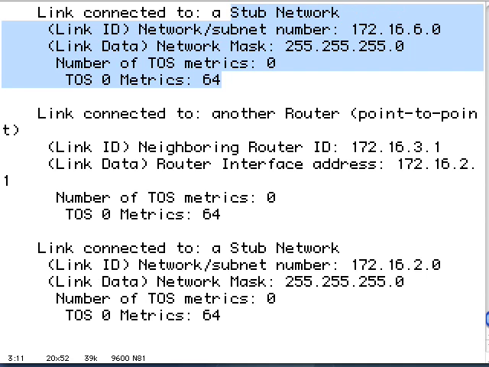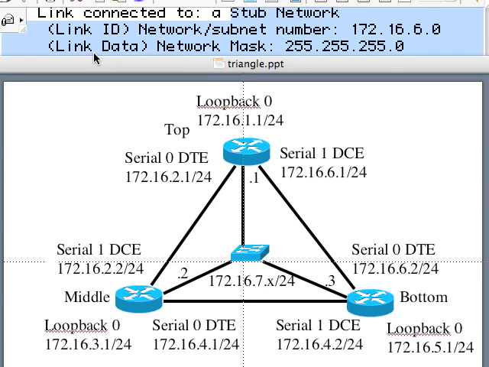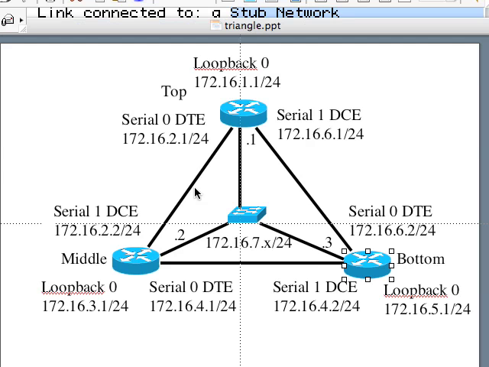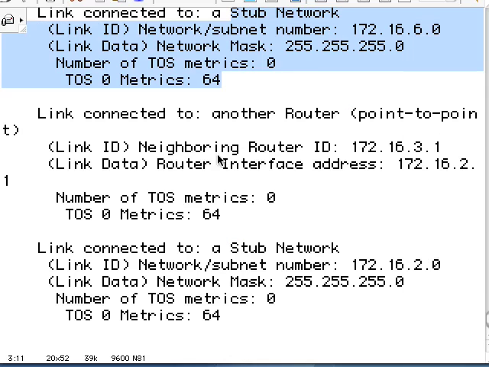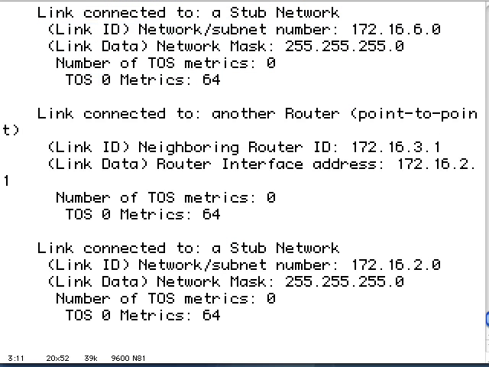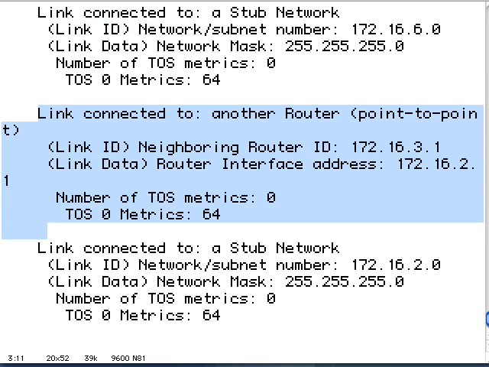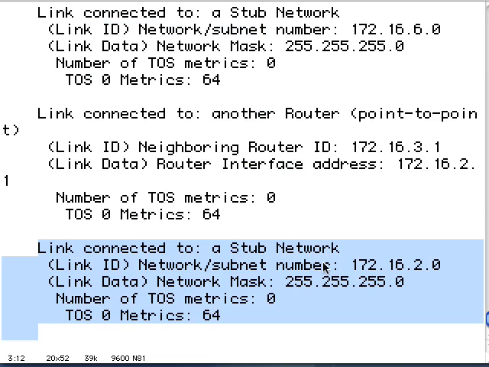And then it has a link connected to another router, which is a point-to-point link, and the subnet is 172.16.2.1/24, but the router on the other side is identified as 172.16.3.1/24. So it identifies that the router on the top is connected to another router, and it's connected to the stub network, which is that subnet.